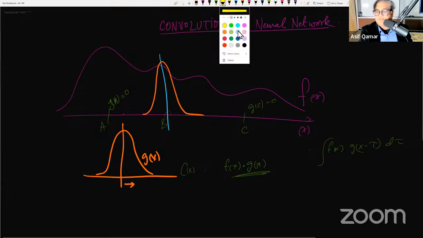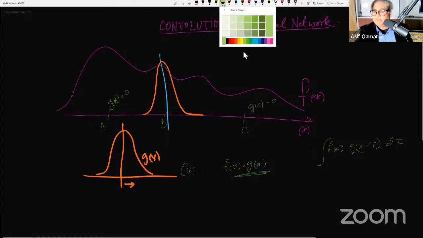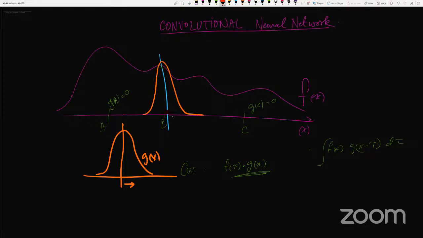of reality. I don't know if this thing will show up. No, it won't show up here. More, let's see, strong color. Could you explain why g of c is 0 and g of a is 0 as well?